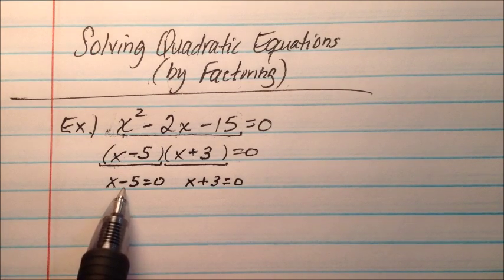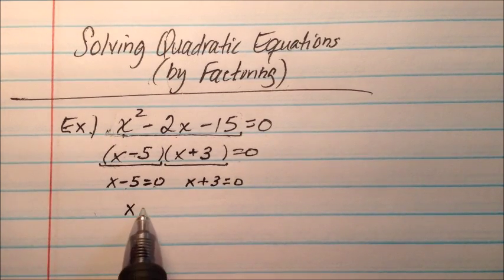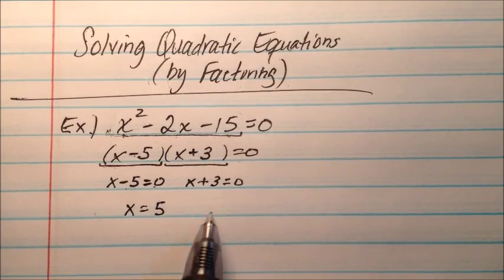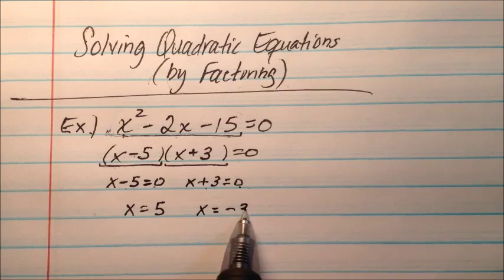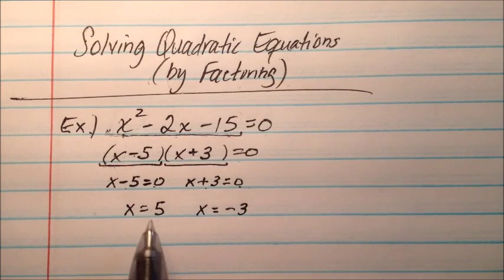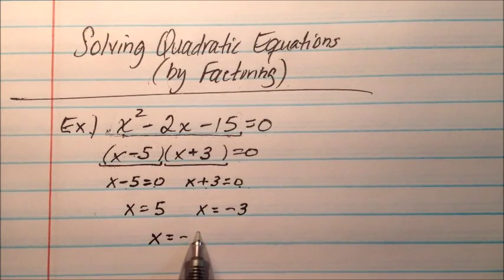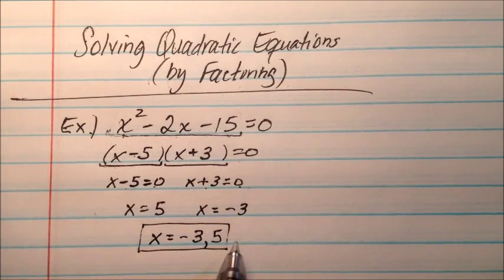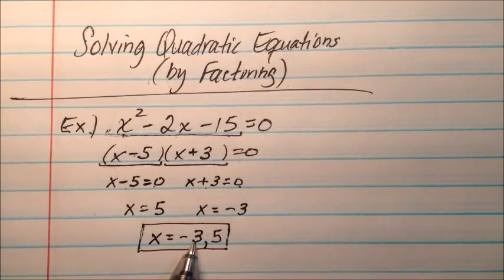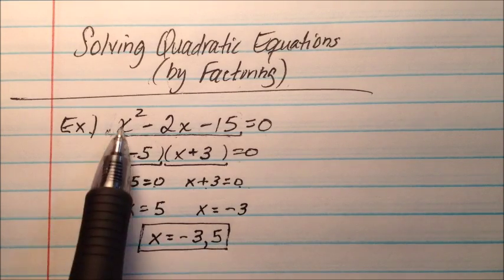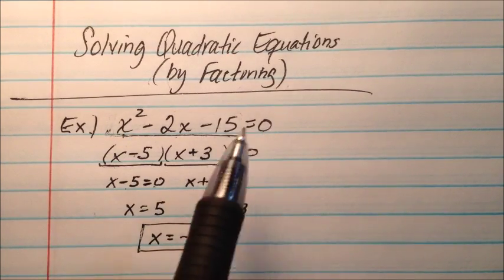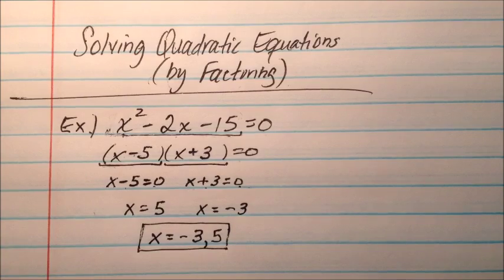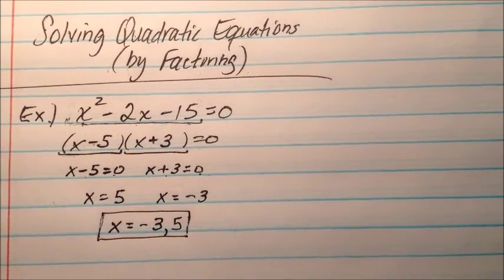When we solve these, we'll add 5 to both sides, and we'll get x equals 5. For this one, we'll subtract 3 from both sides, and we'll get x equals negative 3. What this means is that either one of these values will work for this quadratic equation: when we plug in either a negative 3 or a 5, this whole thing will cancel and we'll get 0. Since this is the first example, let's go ahead and show that.